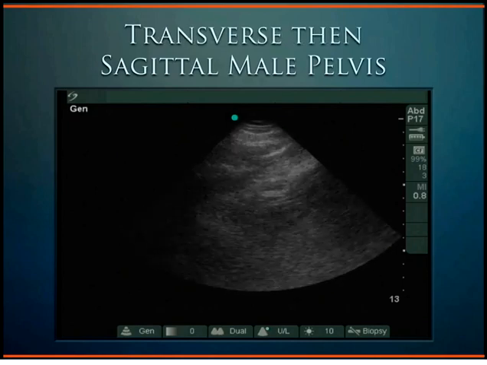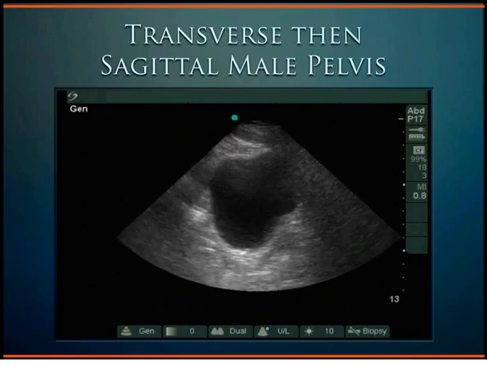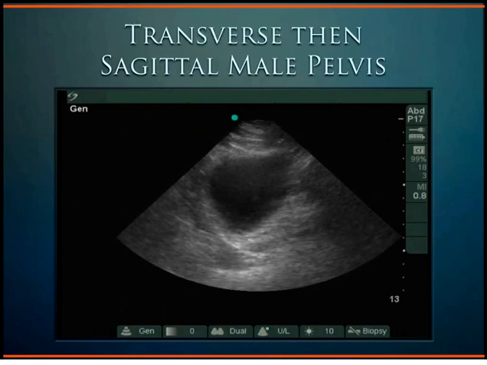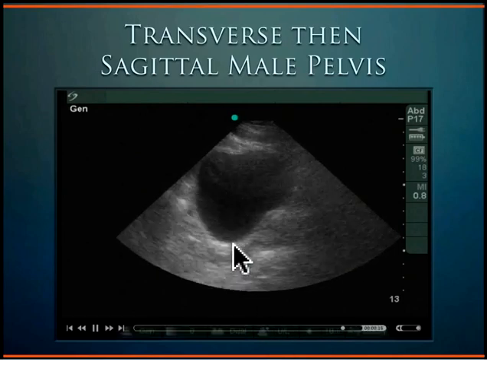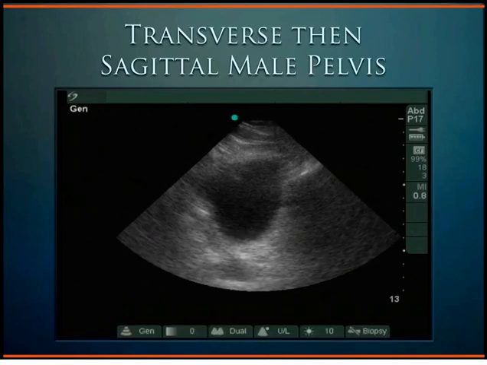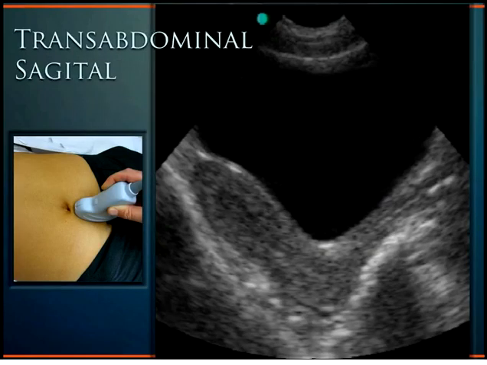This is an example here of a transverse view, and then going into a sagittal view here of the male pelvis. Now we're in a sagittal view, the bladder appears a little bit more triangular shaped. In that transverse view, it appeared more rectangular shaped. Now, with the female pelvis in the sagittal view, we now have the organ stretching out on its long axis. So what we see here is the bladder as a triangular shaped structure because it's now sagittal.